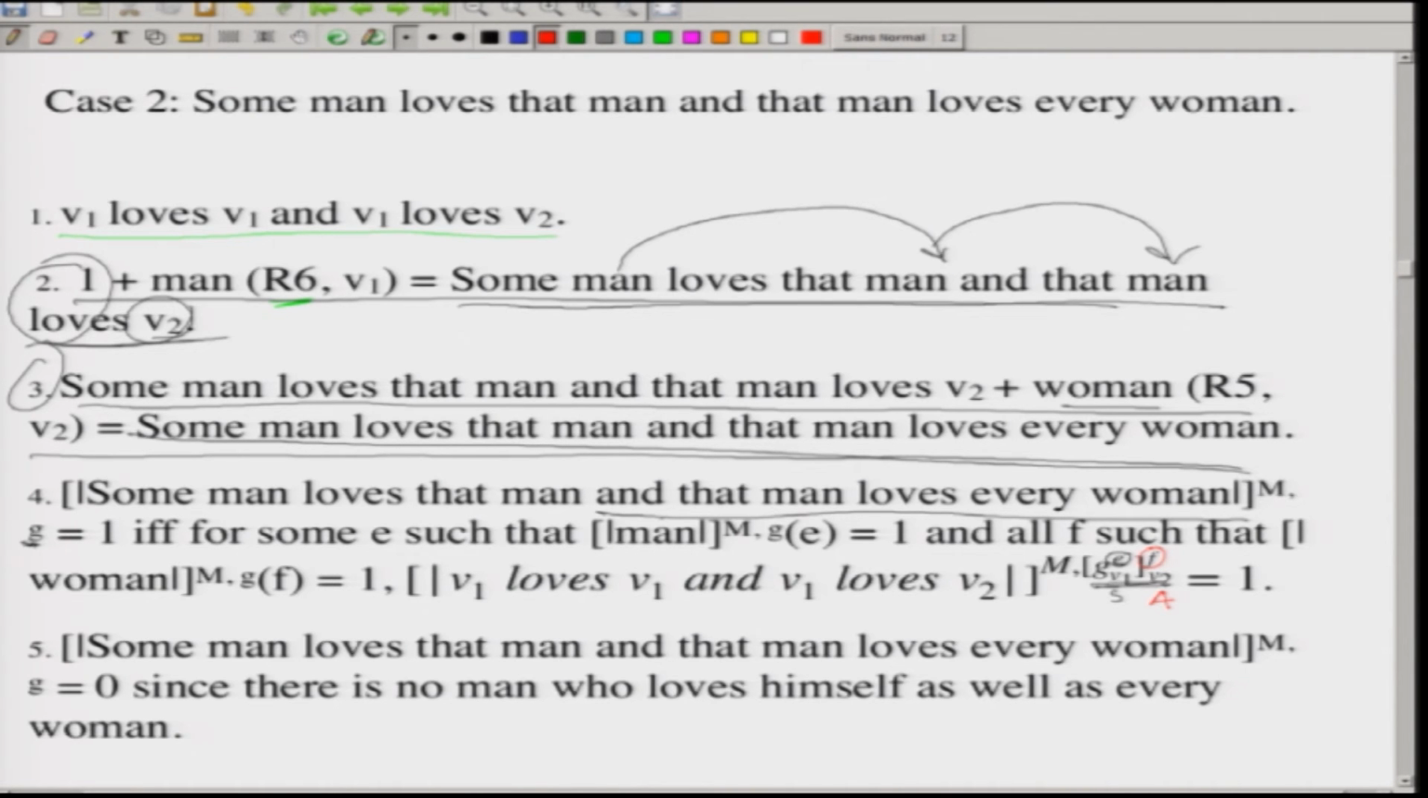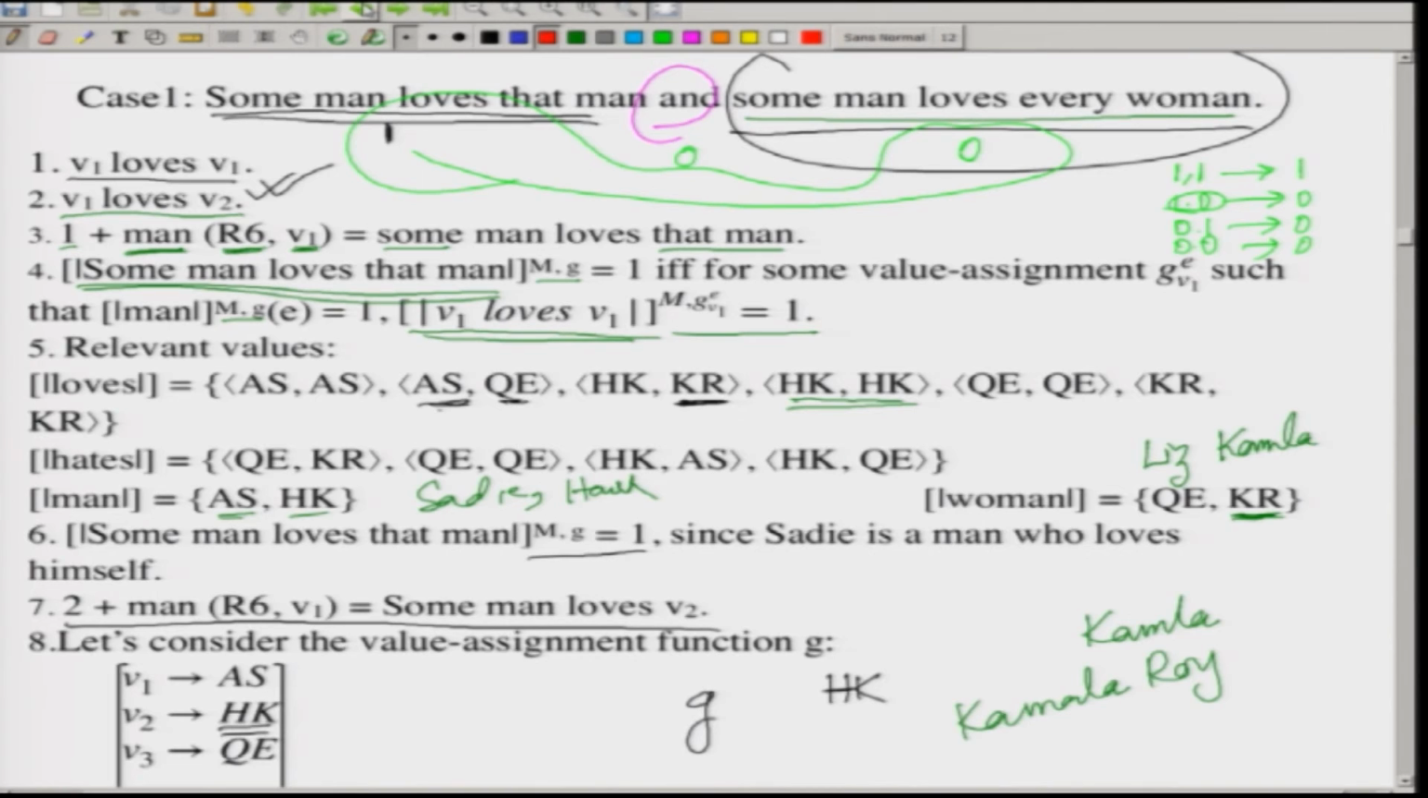Some man, oh sorry, no, it is a little more complicated. The truth value of the whole thing should be computed together, not as two different things. So "some man loves that man and that man loves every woman" is 0, since there is no man who loves himself and every woman. So of course it is not true that some man loves every woman, but we can change the value of loves to make it true.